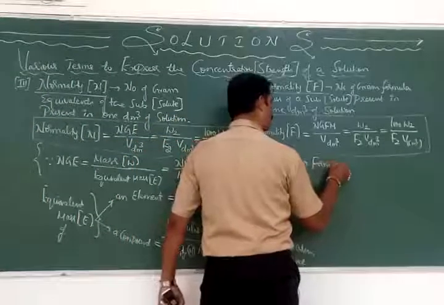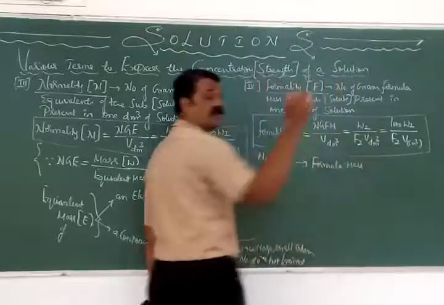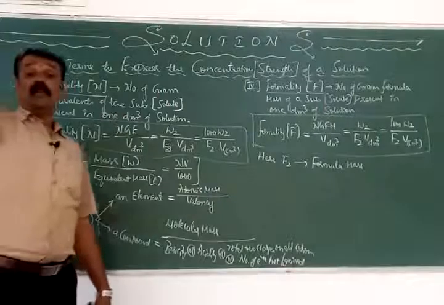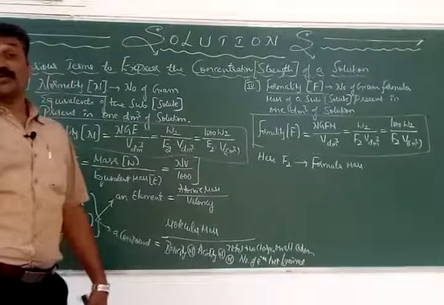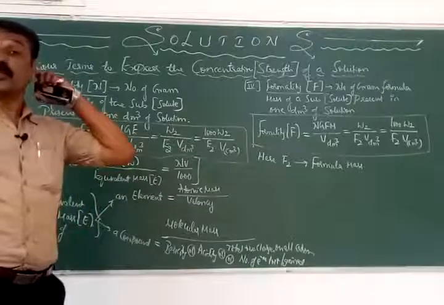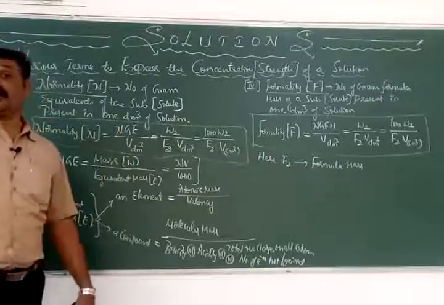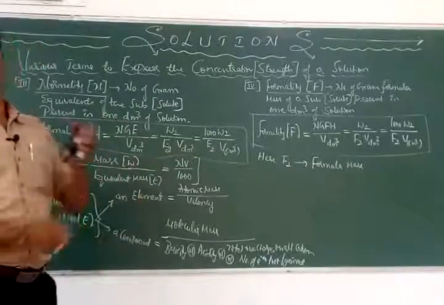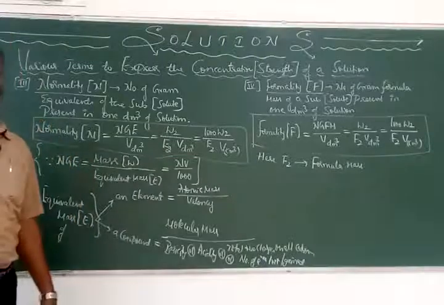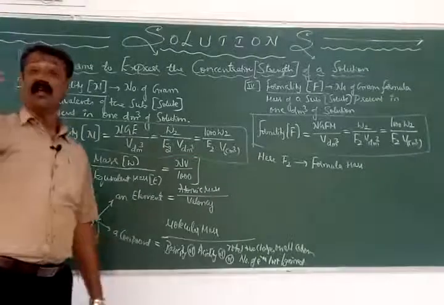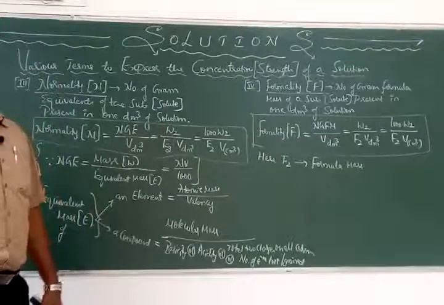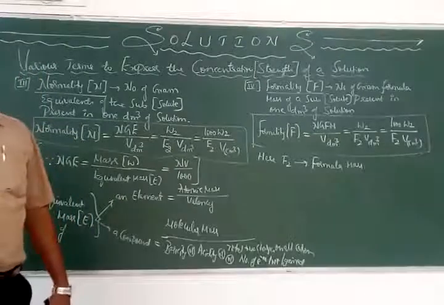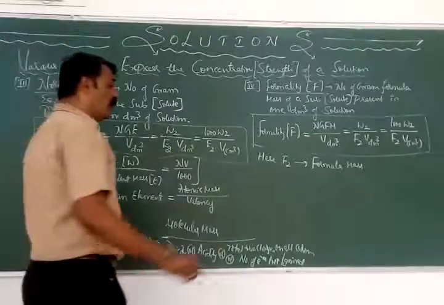Here F2 is called the formula mass. What is formula mass here? It is the mass of that particular substance or the formula that has been in 1 unit divided by the respective charge on the ion, either the cation or the anion. So that is about the formality. Usually formality is a very rare case that we are appreciating. Usually we are concentrating on molarity, normality, or molality, but this is a very special, rare case with respect to the strength or concentration of a solution.